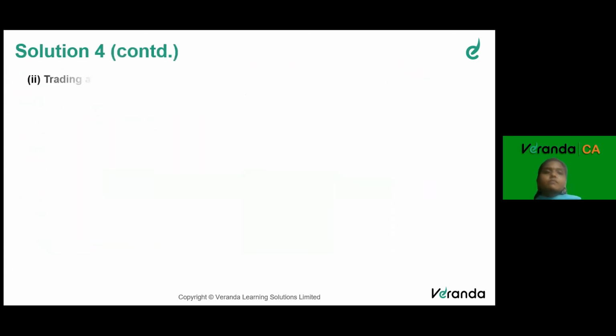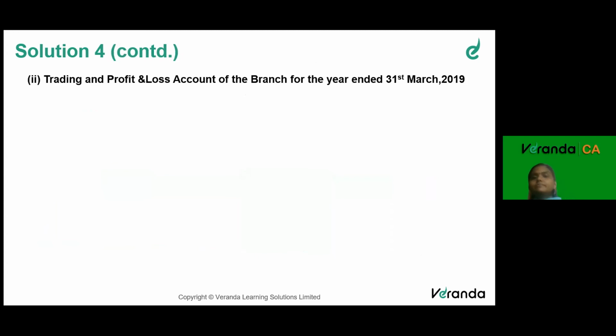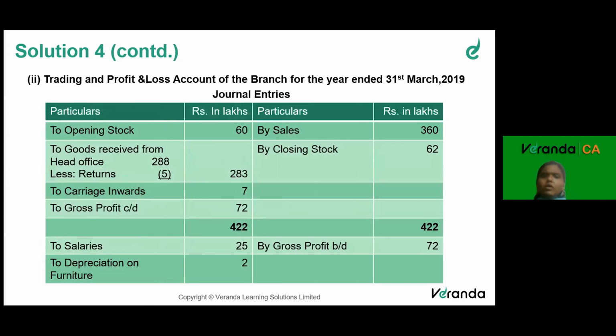Next, the trading and profit and loss account. Simple. All the amounts are there in the question. I just need to plug them in. Opening stock given, sales given, closing stock given at the end of the problem. So nothing for me to work out. What is given is that goods so much have been received, out of which so much I returned. The net amount of goods received from head office is only 283. Carriage inwards is given, it's a trading item. So carriage inwards, gross profit carried down, and then gross profit brought down.